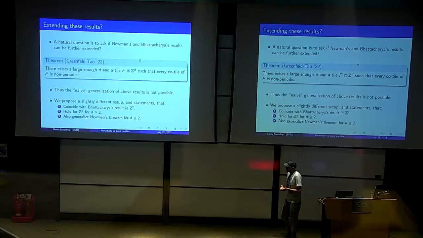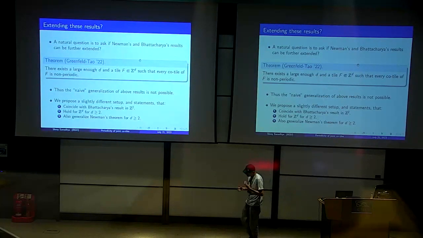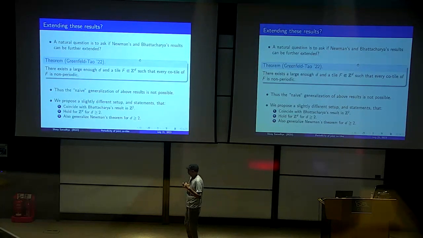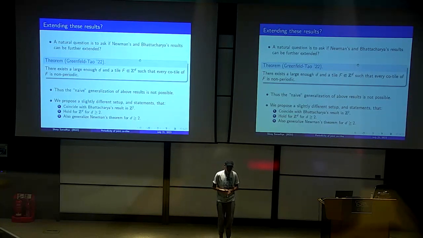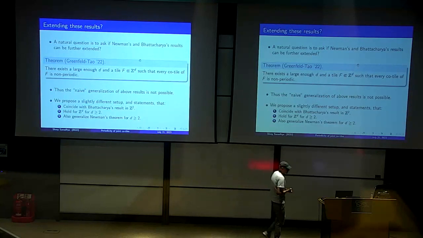So we give a slightly different setup. In this setup, our result coincides with the result of Bhattacharya. It holds for all D greater than or equal to 2, and it also generalizes Newman's result. So let me talk about that setup.